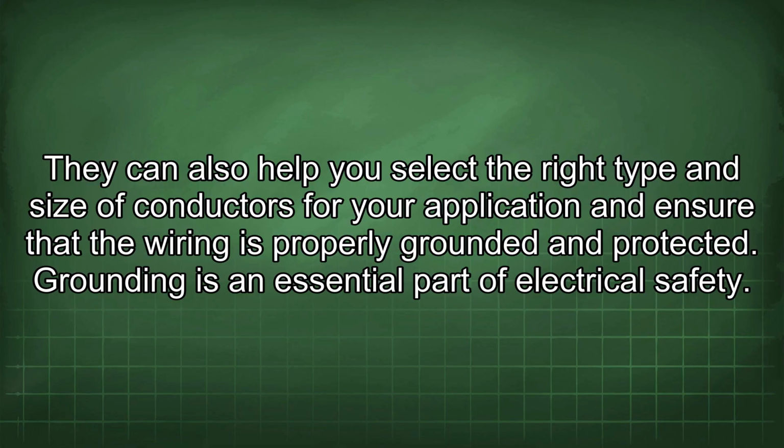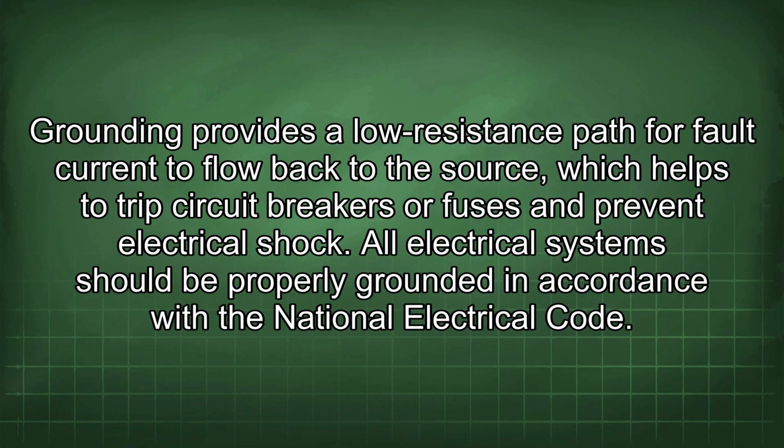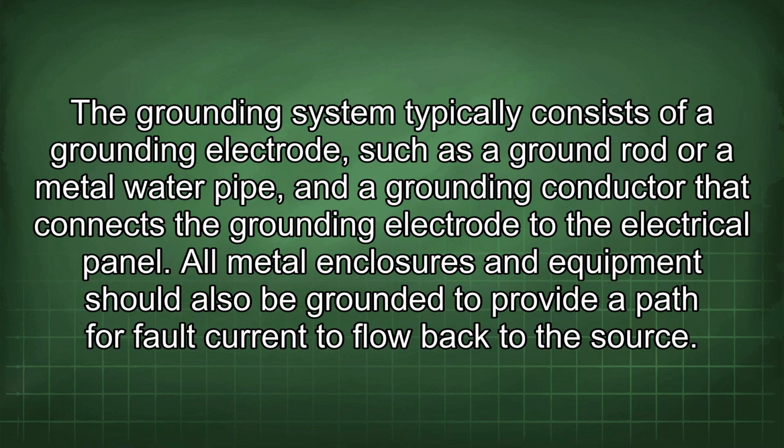Grounding is an essential part of electrical safety. Grounding provides a low resistance path for fault current to flow back to the source, which helps to trip circuit breakers or fuses and prevent electrical shock. All electrical systems should be properly grounded in accordance with the National Electrical Code. The grounding system typically consists of a grounding electrode, such as a ground rod or a metal water pipe, and a grounding conductor that connects the grounding electrode to the electrical panel.